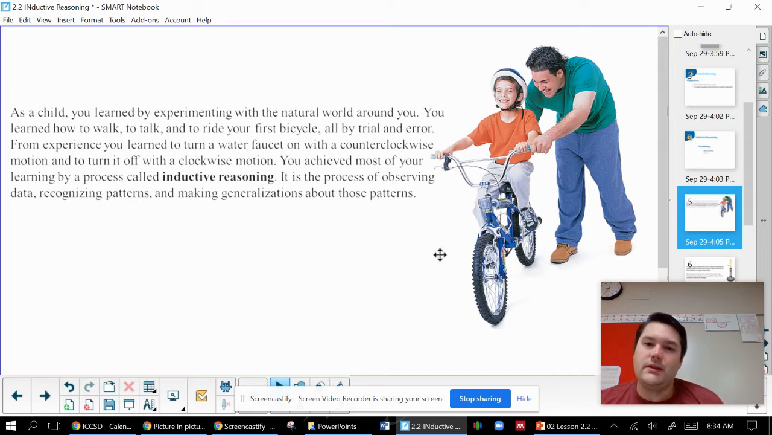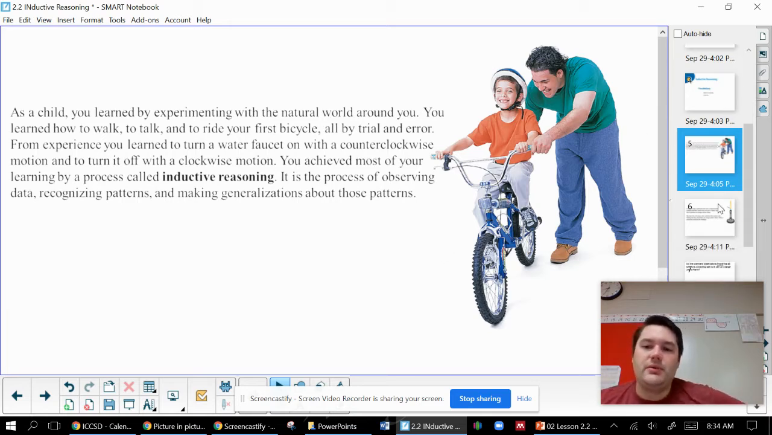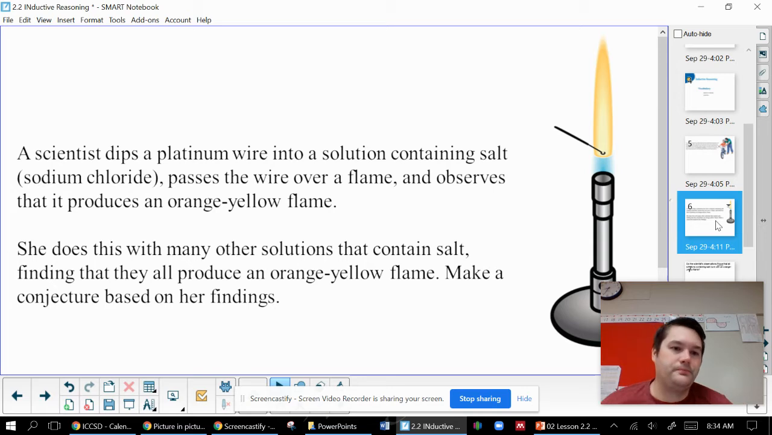So let's just quickly take a look at a couple of examples here, and then we'll talk about kind of where this gets used outside of just learning about your world and things like that. So here we've got a little more specific, concrete example that has like an answer and everything. A scientist dipped a platinum wire into a solution containing salt. In this case, it's sodium chloride. She passes the wire over a flame and observes that it produces an orange-yellow flame. She does this with many other solutions that contain salt. Lots of different kinds of salts in the world. And she finds that they all produce an orange-yellow flame.